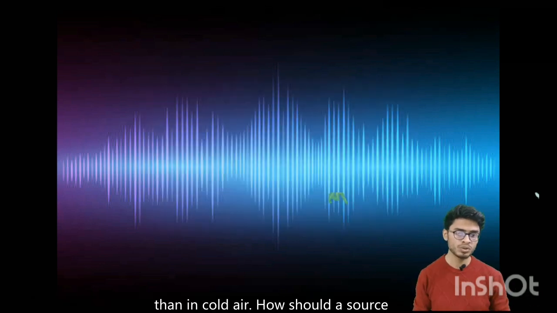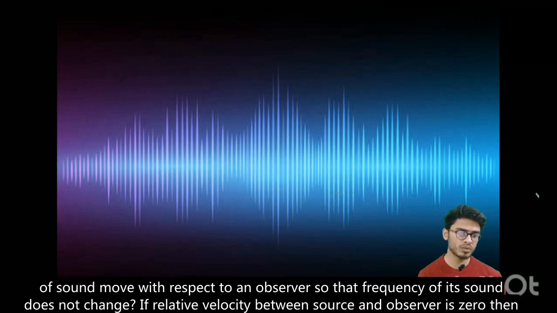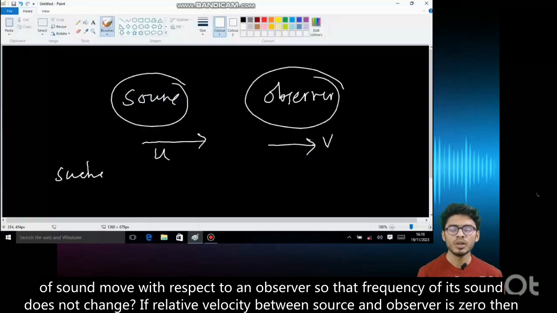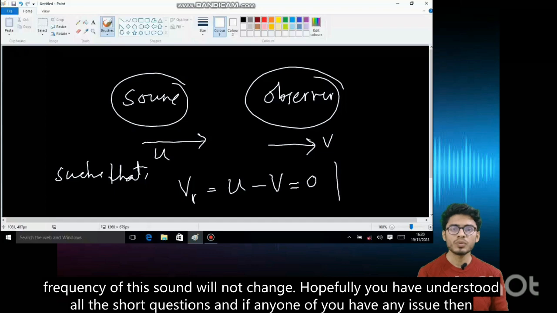How should a source of sound move with respect to an observer so that the frequency of its sound does not change? If the relative velocity between source and observer is zero, then the frequency of the sound will not change.